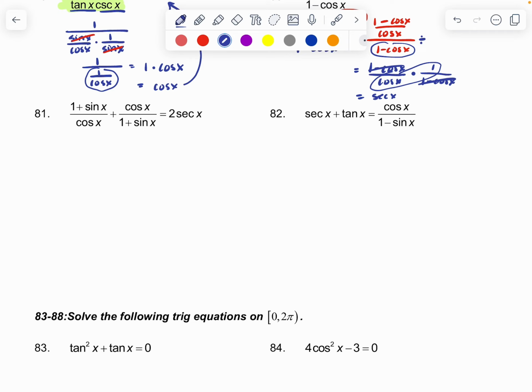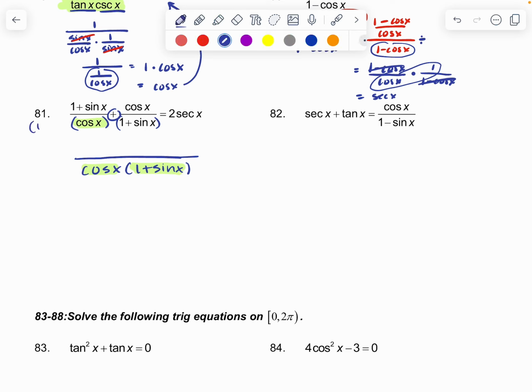So here they're asking me to add two fractions. If you're adding two fractions, you need a common denominator. When the two denominators are completely different, to get that common denominator, just multiply them together. Okay, and then let's play the what's missing game. So let's look at this. I've got a cosine here. I have a cosine here, but I needed to have a 1 plus sine x as well.